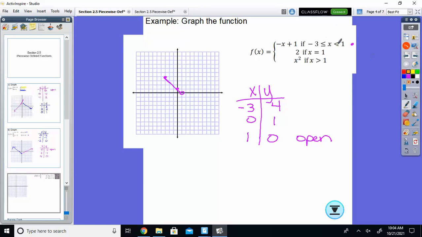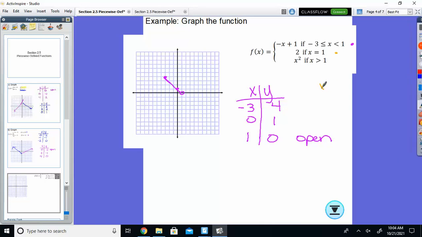Is that one good? The second piece, when I go to do my t-chart, all it says is when x equals 1. So the only x value I can put in is 1. And what do I get out? 2. All that is a point. 1, 2.